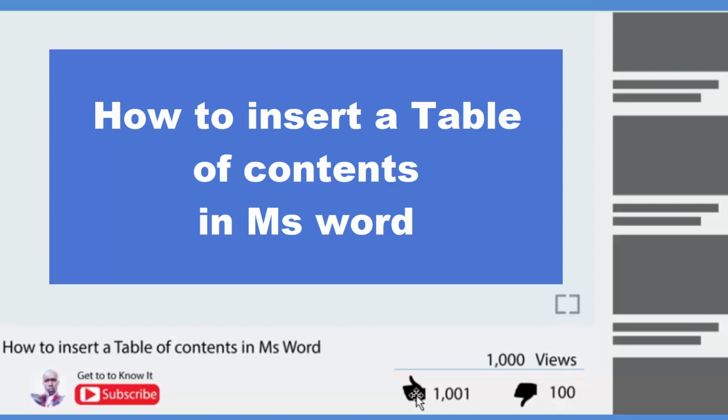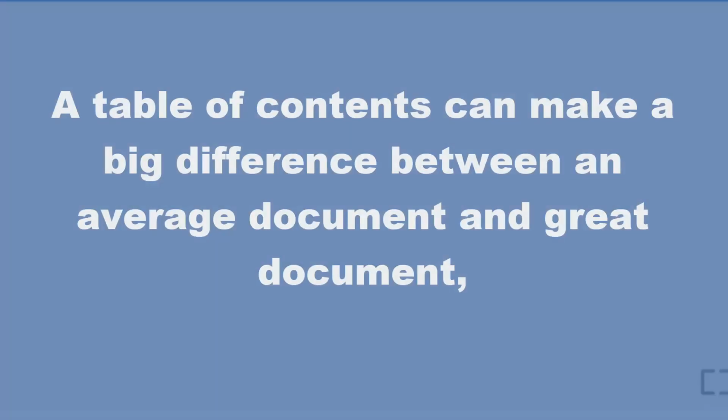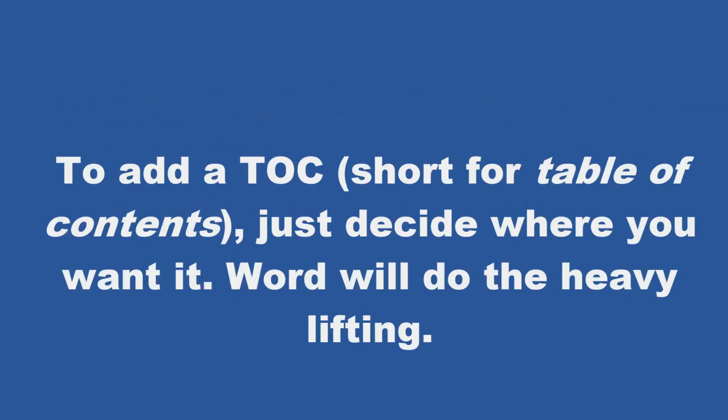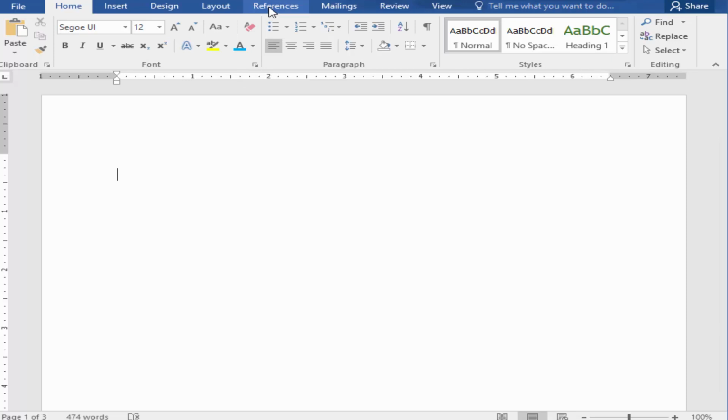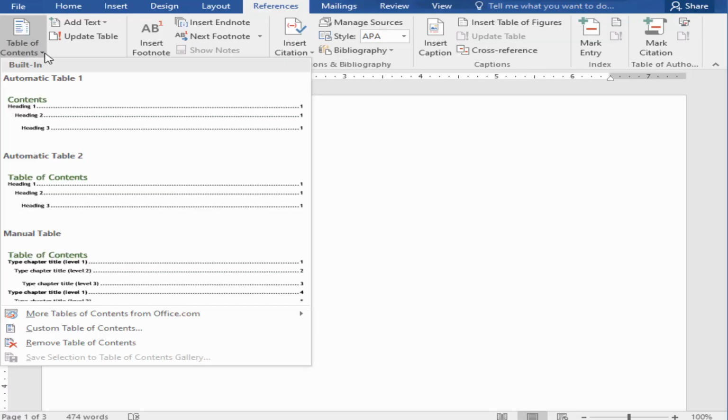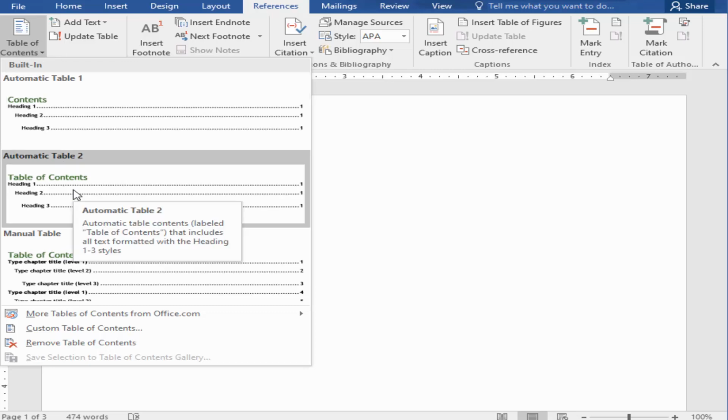In this video, I'll show you how to create, update, and customize a table of contents. A table of contents can make a big difference between an average document and a great document. How to go about this, you ask? To add a TOC, which is short form of table of contents, just decide where you want it. Then after that, go to the References tab, select Table of Contents, and choose a TOC from the gallery.